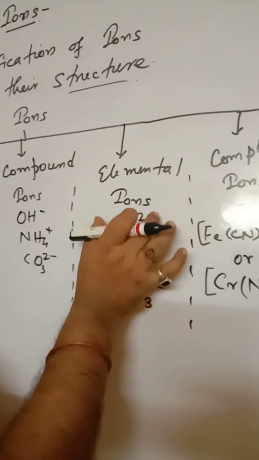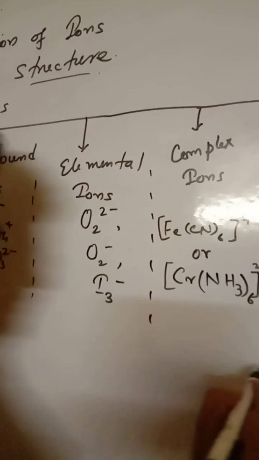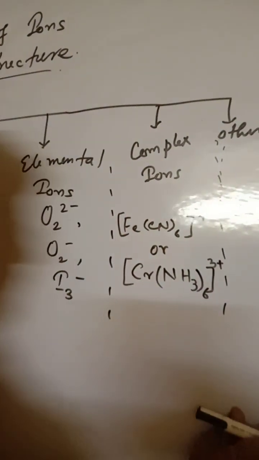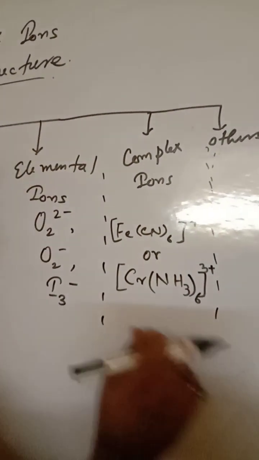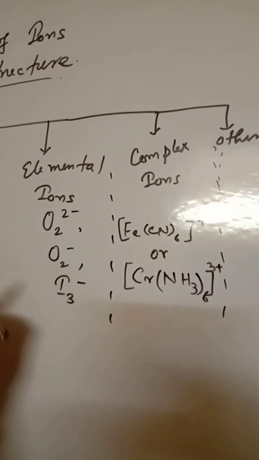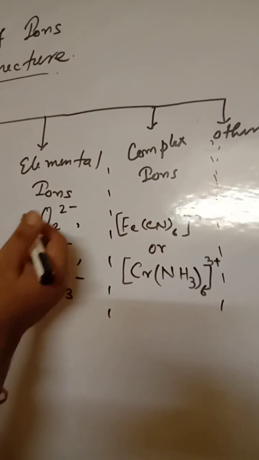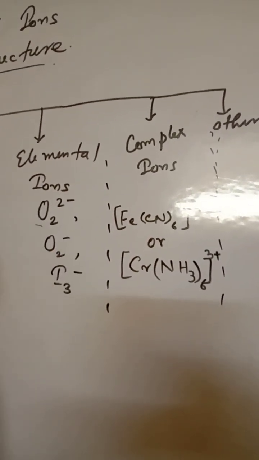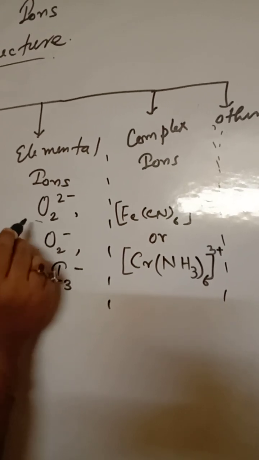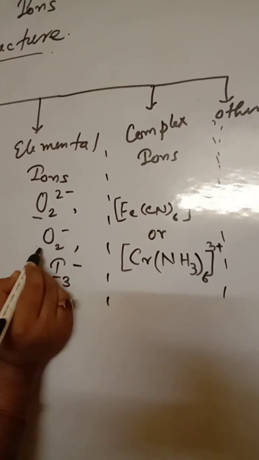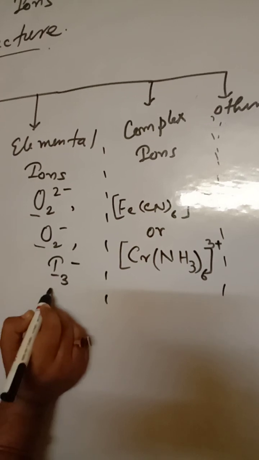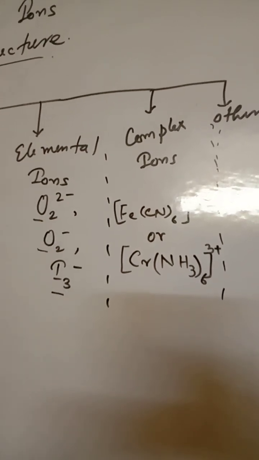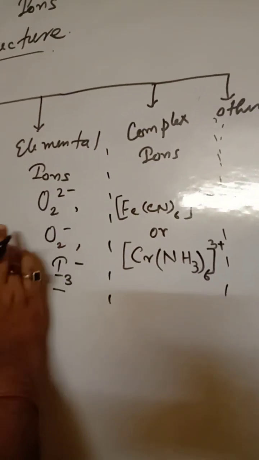Now these are the elemental ions. What are elements? For example, oxygen, O2 is an element. So atoms of the same species bonded together, and as a whole they either gain or lose charges. This is the superoxide ion. This is the peroxide ion. This is the superoxide ion, and this is the triiodide ion. So these ions are what? They are the elemental ions.